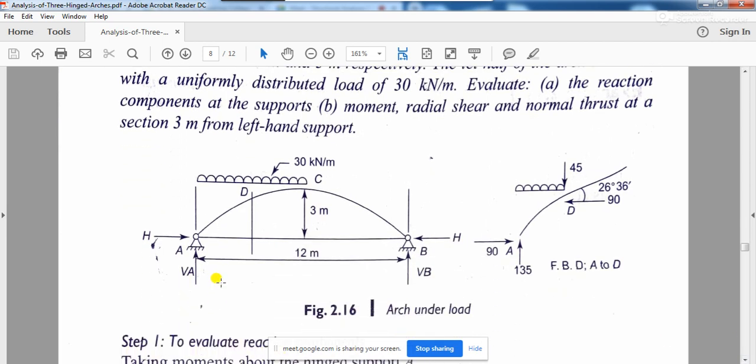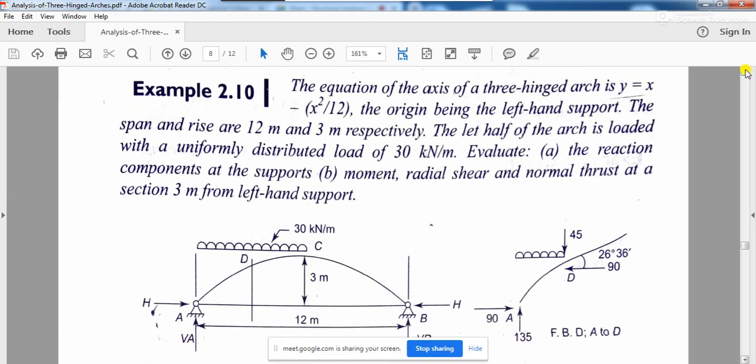So what is the span of the arch? From one support to the other support, this is the span of the arch, and this is the rise of the arch. From the base of the arch to the crown, whatever is the height, that is your rise of the arch. So rise of the arch is given as 3 meter.